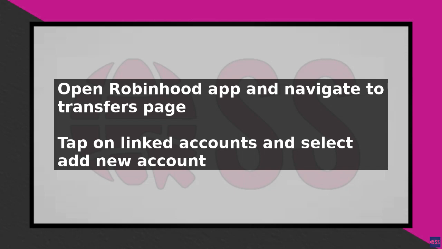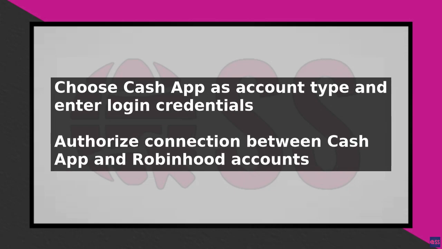Choose Cash App as the account type and you will be redirected to the Cash App login page. Enter your Cash App login credentials to authorize the connection between Cash App and Robinhood. After authorizing the connection, you will be asked to select the type of account you want to link.